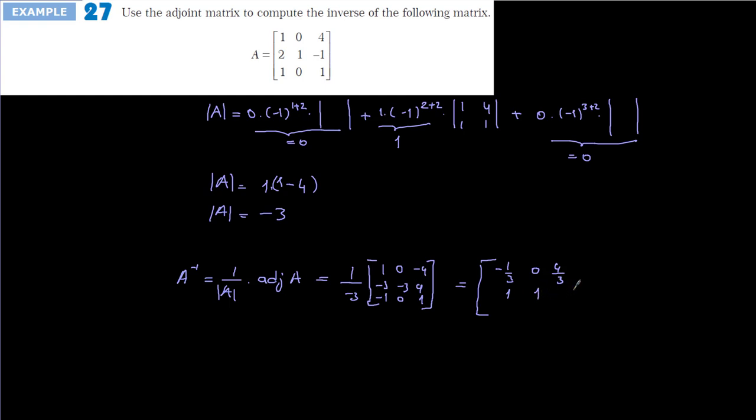Then this is going to be here, it's equal to 9 times 1 over minus 3, it's going to be equal to minus 3. Then this is going to be equal to 1 over minus 3 times minus 1, which is 1 over 3, 0 here, and that's going to be equal to 1 over minus 3, minus 1 over 3.